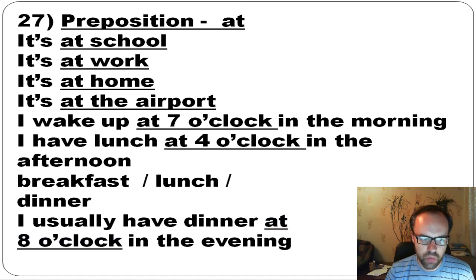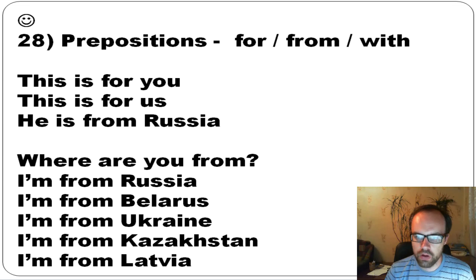Good. What about the prepositions for, from, and with? This is for you. This is for us. He is from Russia. Where are you from? I am from Russia. I am from Belarus. I am from Ukraine. I am from Kazakhstan. I am from Latvia. I am from Canada. I am from Mexico. I am from India. I am from Brazil. I am from the United States, and so on.